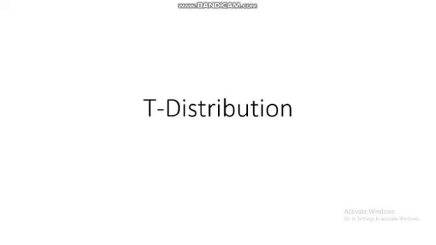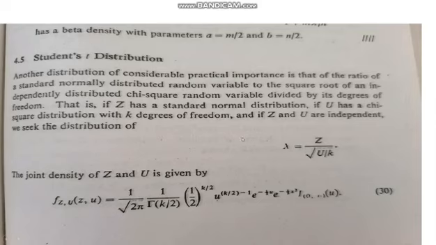The next sampling distribution is the T distribution. The T distribution is the ratio of a standard normal random variable to the square root of an independent chi-square random variable divided by its degrees of freedom. It may be written as follows: Z has a standard normal distribution and U has a chi-square distribution with k degrees of freedom. Then this ratio follows the T distribution.